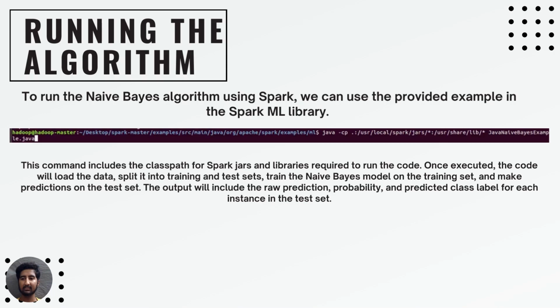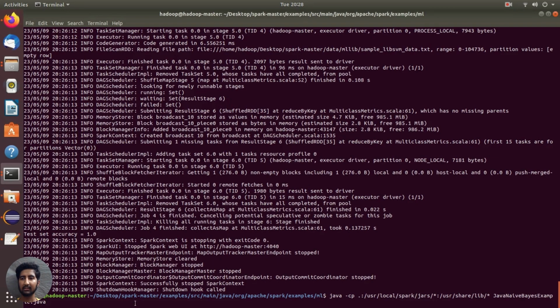Now that our data is ready, we can create Naive Bayes instances and set the parameters, and then we can fit the model using training data. Finally, we can evaluate the model's performance using the testing data. Now we will run the command on the cluster using Spark.